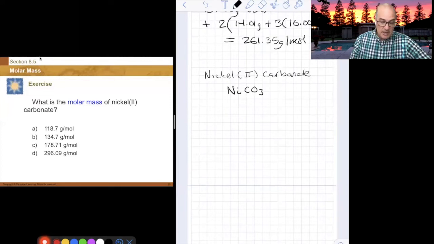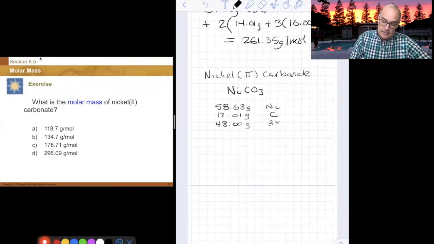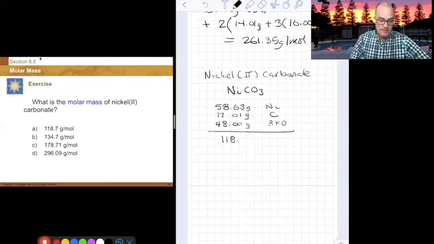Once we know the formula of the compound, we just have to write down the constituent parts, right? Nickel is 58.63 grams per mole. Carbon is 12.01 grams. And each oxygen is 16, so there's 3 of them, or 48. So we add this all up, we get 118 grams or so, and so the actual mass is 118.7.